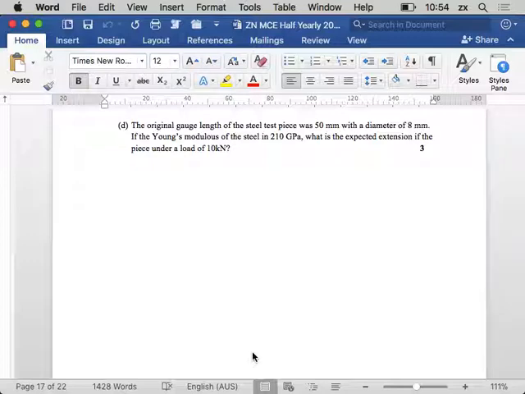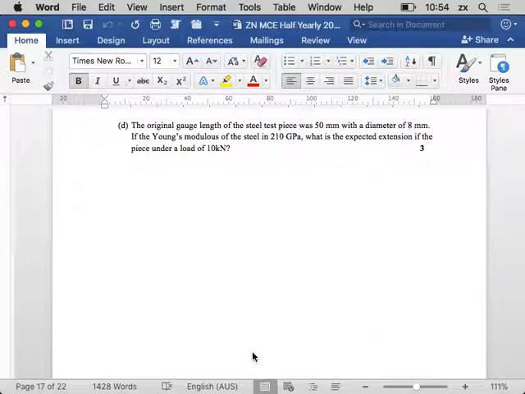The original gauge length of a steel test piece was 50 millimeters with a diameter of 8 millimeters. If the Young's modulus of the steel was 210 gigapascals, what is the expected extension of the piece under 10 kilonewton load? Okay, so we've been asked to find the extension. So the formula is capital E equals FL over little e, capital A. Yeah?